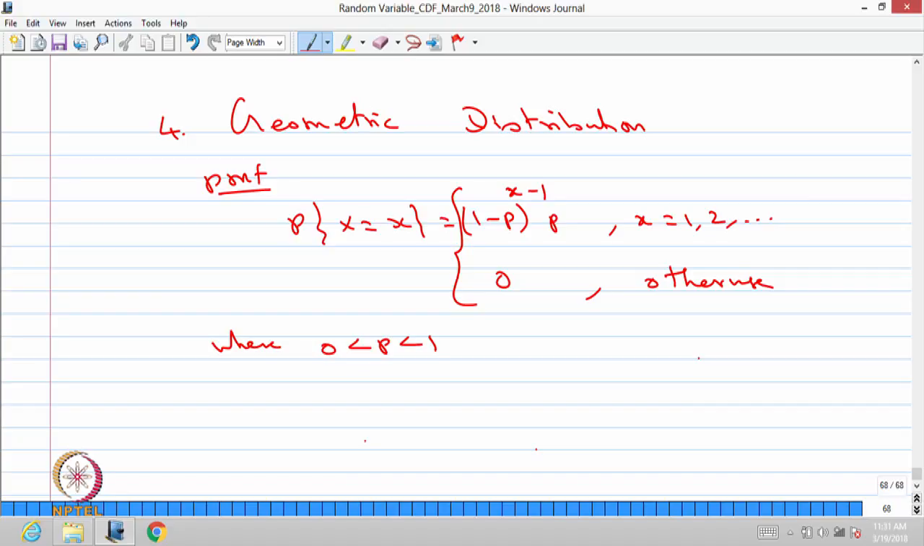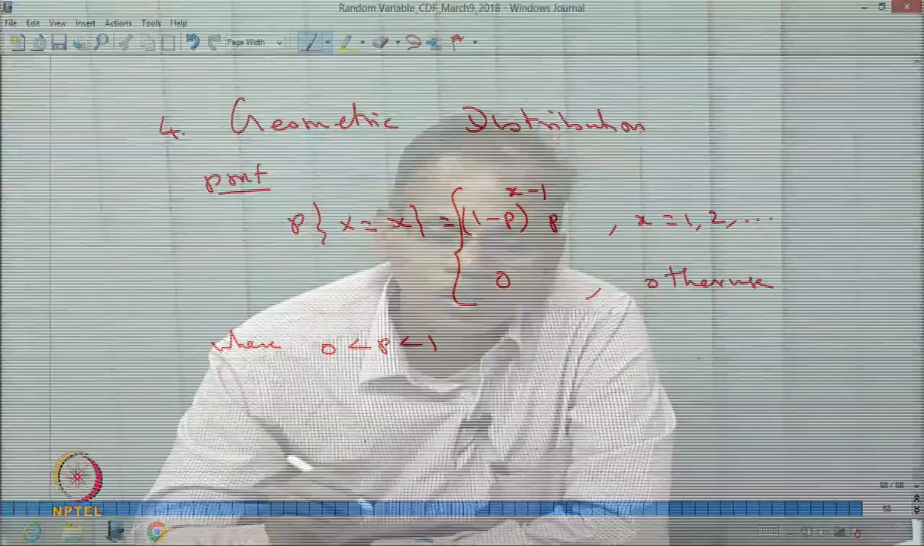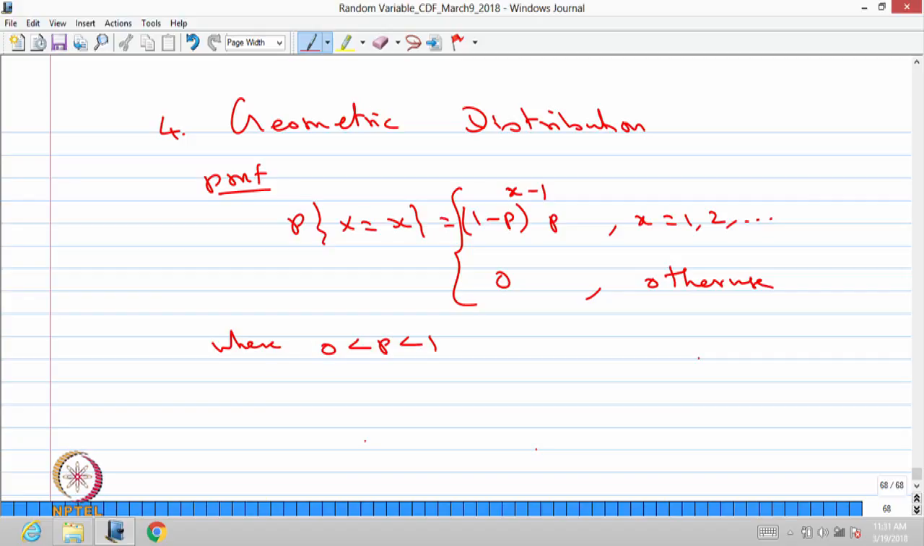There is a connection between the Bernoulli distribution and the geometric distribution. That connection is, whenever you have Bernoulli trials, the occurrence of the first trial in which you get the success follows a geometric distribution. Suppose you have a random experiment with infinitely many Bernoulli trials in it, and each Bernoulli trial has a random variable which is Bernoulli distributed with the probability of success p.